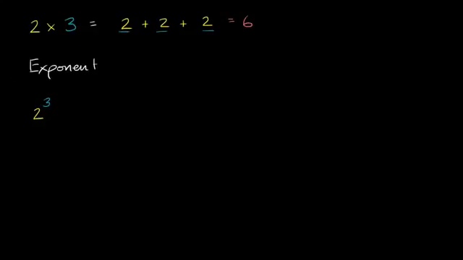So this would be equal to, not 2 plus 2 plus 2, but 2 times, and I'll use a little dot for multiplication, 2 times 2 times 2. Well, what's 2 times 2 times 2? Well, that is equal to 8. So 2 to the third power is equal to 8. Let's try a few more examples here.